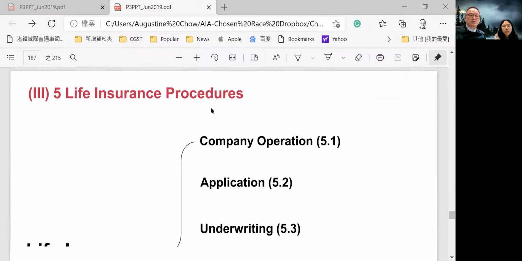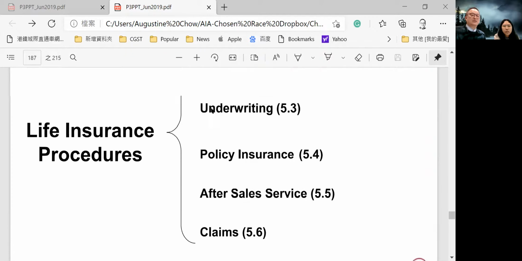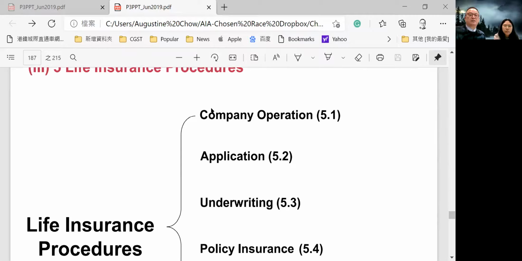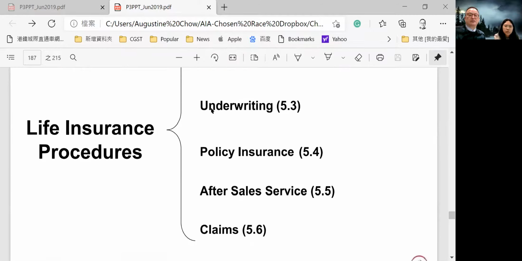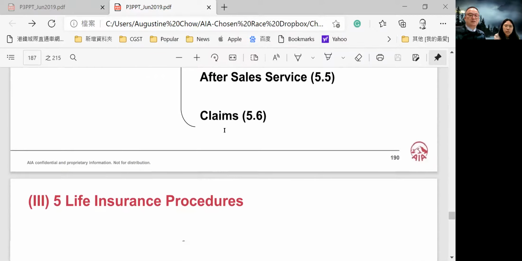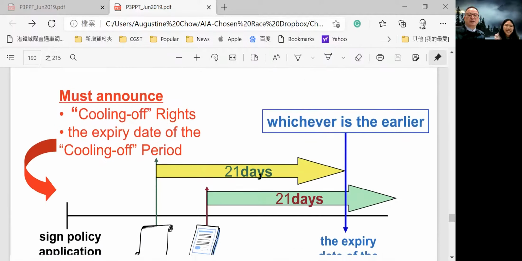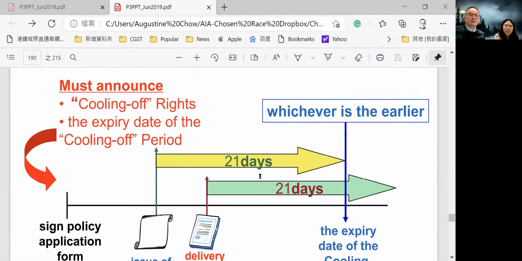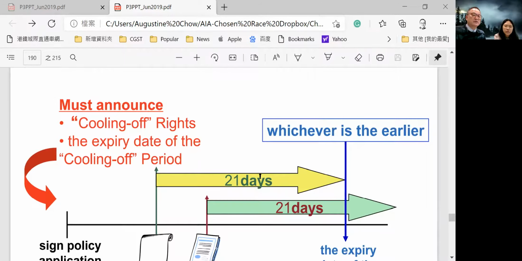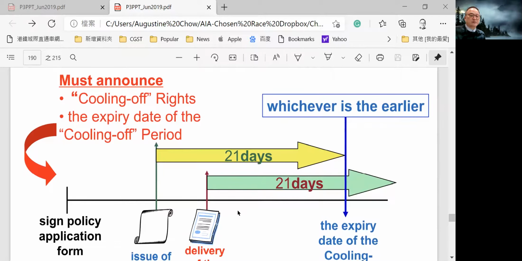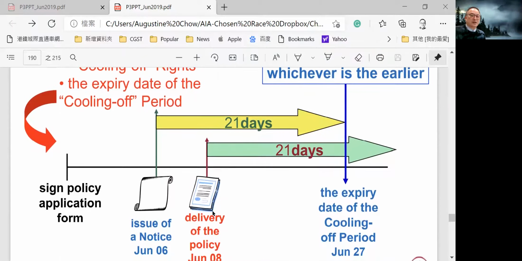Life insurance procedures. Oh, this is easy. We just read company operation, application, underwriting, policy, insurance, office, and service. What does client servicing do? What does marketing do? Same stuff. And this cooling off period. The definition can change, so read. No more than 21 days from the date of the delivery.